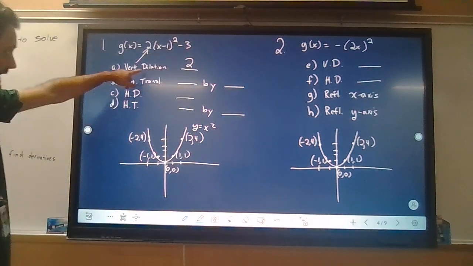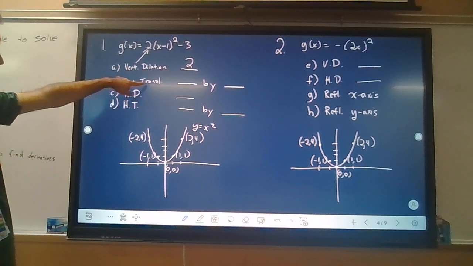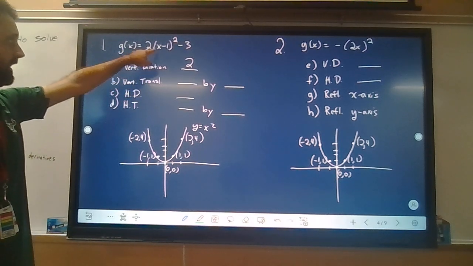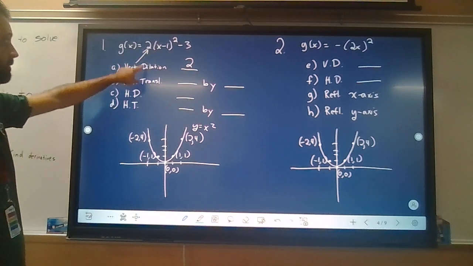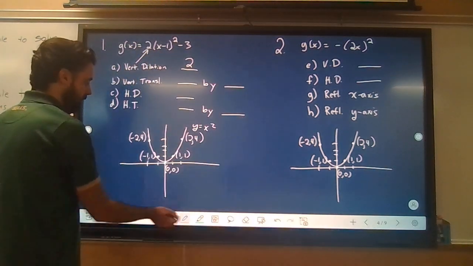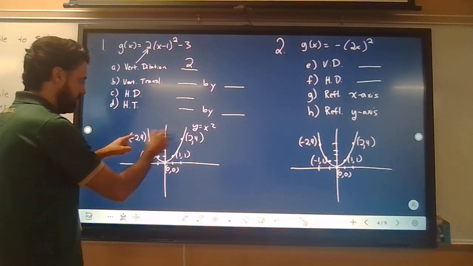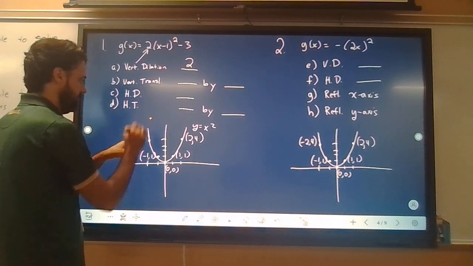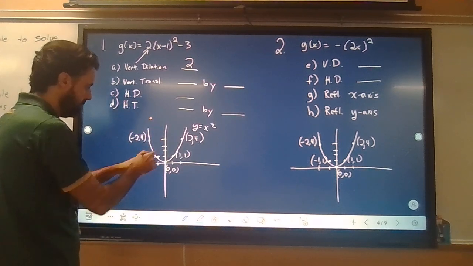Now, dilations multiply, translations add, so this number is going to multiply our y coordinates. If it was inside, it would multiply with x. This is going to multiply the y coordinates. So I am going to go through this and double the y's here. So negative 2 comma 4 is now negative 2 comma 8. So it's just the y coordinates, 8.